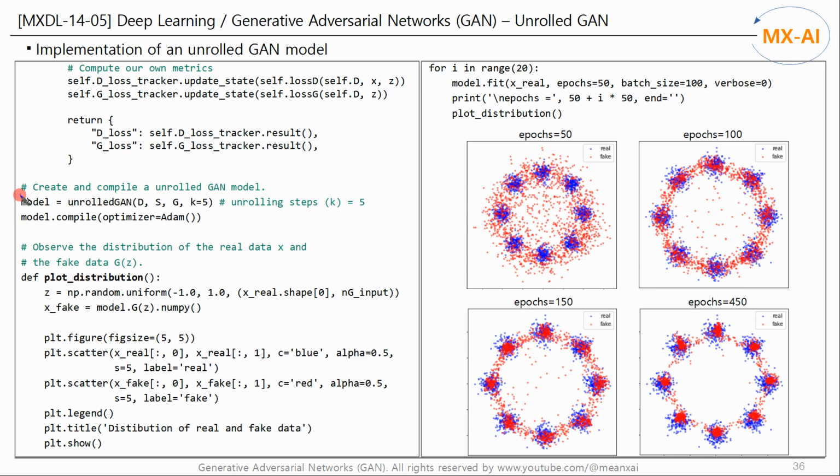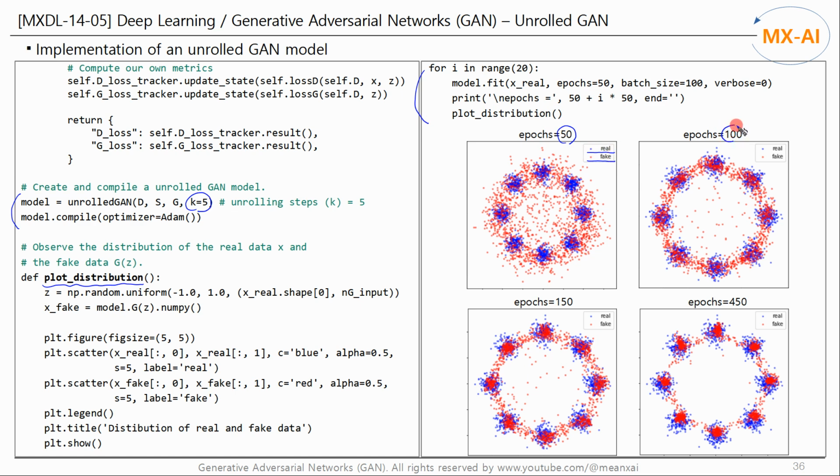Now we create and compile the unrolled GAN model. The number of unrolling steps is set to 5. We write a function that observes the distribution of real data X and fake data G of Z. Finally, let's fit this model to real data and observe the distribution of fake data. After 50 epochs, the distribution of fake data is as follows. The red dots are fake data G of Z, and the blue dots are real data X.